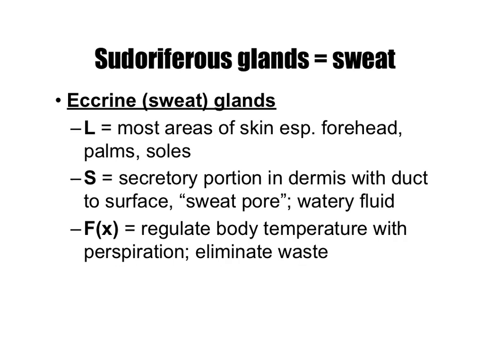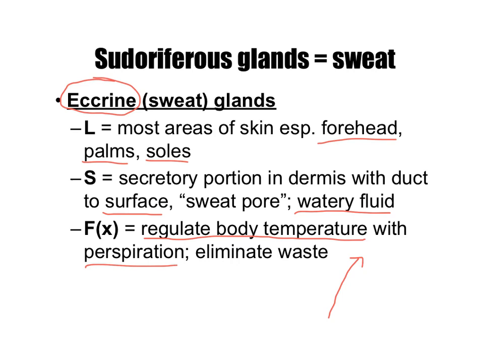Now the other type of sudoriferous or sweat gland are the eccrine sweat glands. These are much more numerous than the apocrine sweat glands. Located very commonly on the forehead, palms of your hands, and the soles of your feet. Now remember, these do not secrete their product into a hair follicle, but directly onto the surface of the epidermis. It's very watery, so it's not as viscous or as thick as the apocrine sweat. And these are the sweat glands that regulate body temperature with perspiration. So if your body temperature starts to get too hot, your eccrine sweat glands release sweat, and through evaporation, remember homeostasis, that'll help to bring your body temperature back down. It also helps to eliminate some waste, excretion, mainly salts.